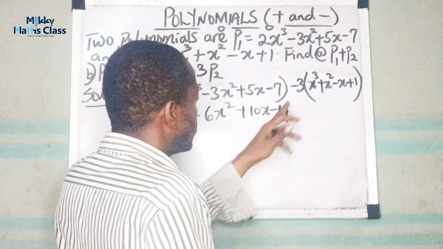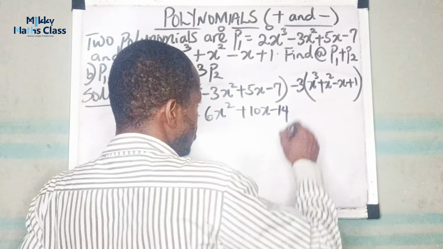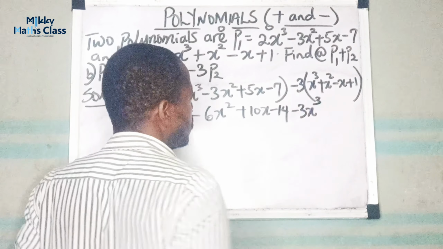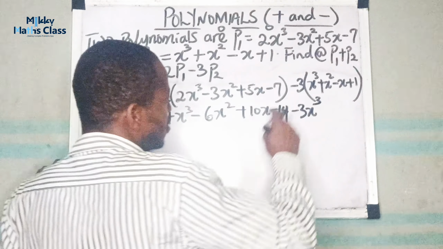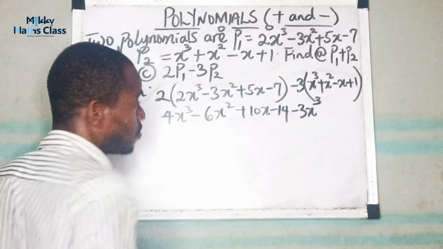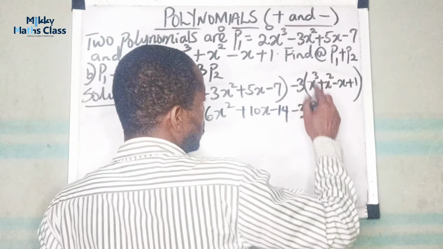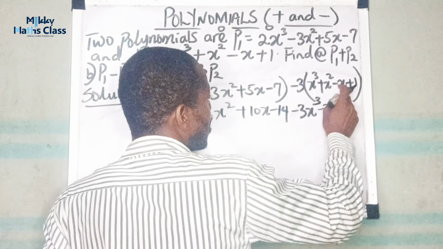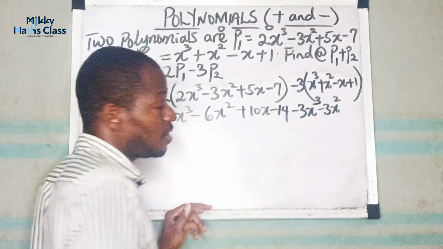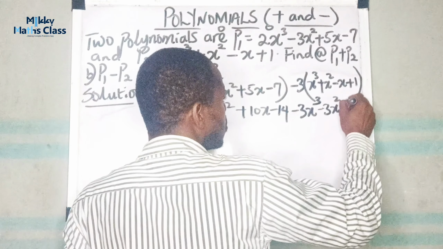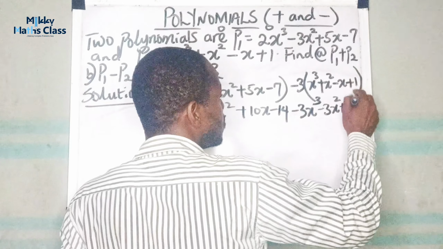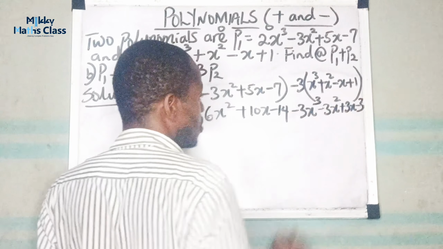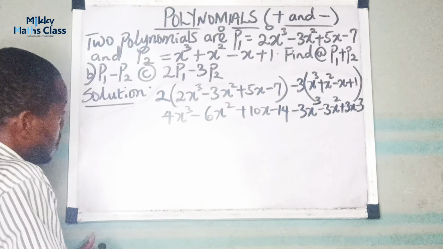We are done with that. Negative 3 times x cubed gives negative 3x raised to the power of 3. Negative 3 times positive x squared will give us negative 3x squared. Negative 3 times negative x will give us positive 3x, and negative 3 times positive 1 will give us negative 3. So we are done.